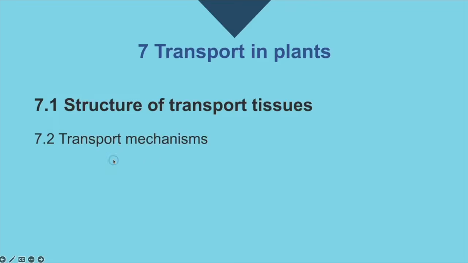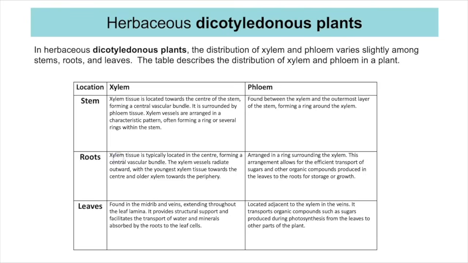Topic 7 then, we're going to be looking at transport in plants, starting with the structure of transport tissues. This table here summarises the distribution of xylem and phloem across the different parts of the plant, looking at the distribution in stems, roots and leaves.